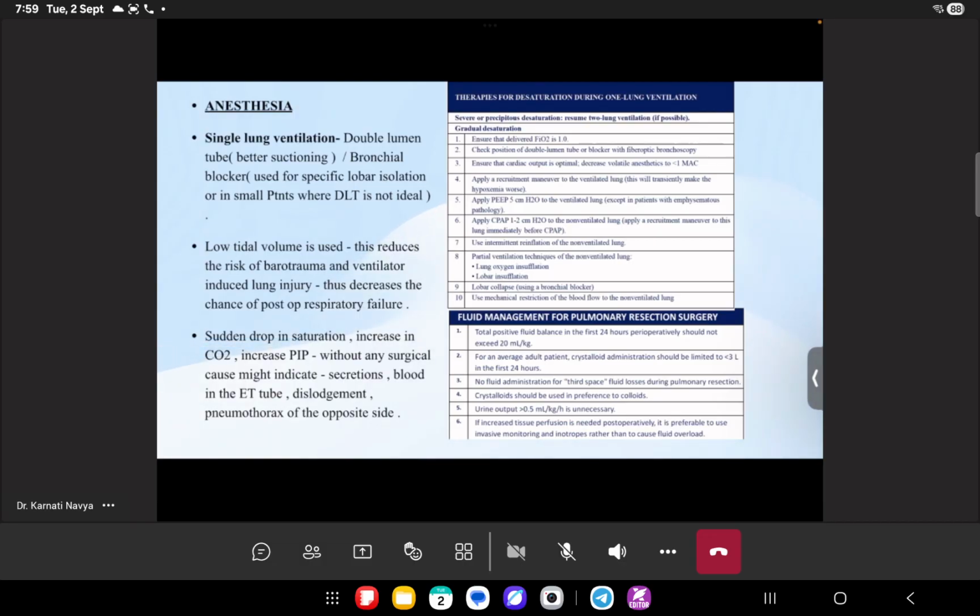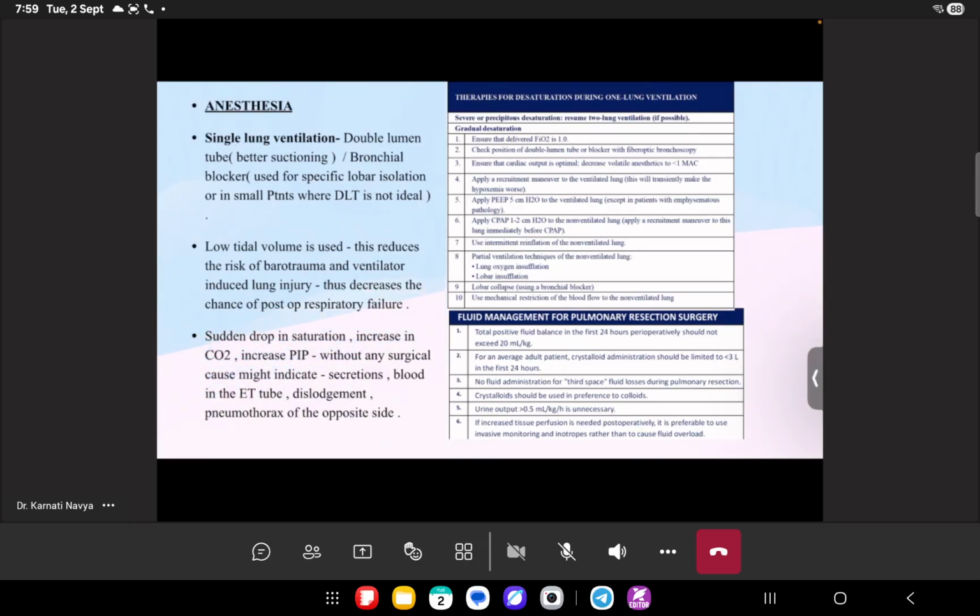Anesthetic considerations. Single lung ventilation is usually preferred in patients undergoing thoracic surgery, which is done with a double lumen tube. The advantage of the double lumen tube is that it has better suctioning, and selective other lung ventilation or CPAP can be given to the other lung in case of desaturation. The bronchial blocker is used for specific lobar isolation or in patients where the DLT is not ideal because of the size, such as smaller patients.